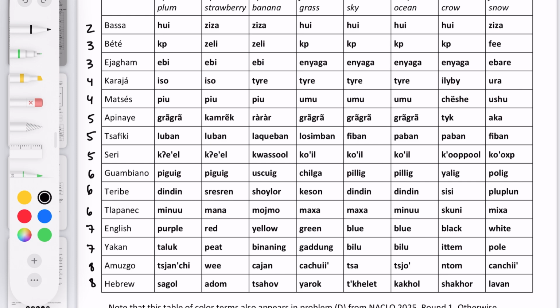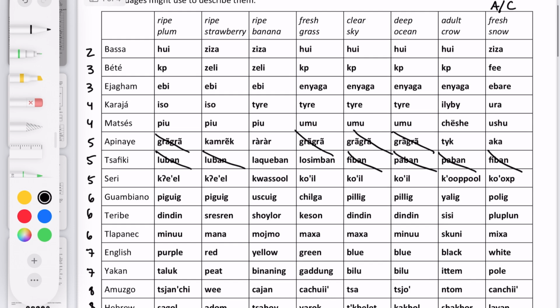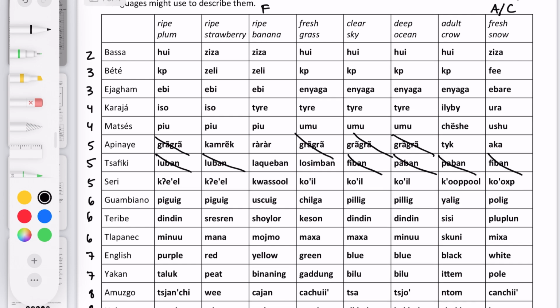So starting at 5, we see that there's this gra term that appears in all of these columns, so this cannot be E. There's also this glue bond term that repeats here and here, so it's not going to be ripe strawberry. And then over here we see paban twice and we see fiban twice. So that just leaves ripe banana, which means we now know that this is E. And then we can't really do that much with the first part of it right now. Just realize that after apinaye, B and D are going to be separate words.